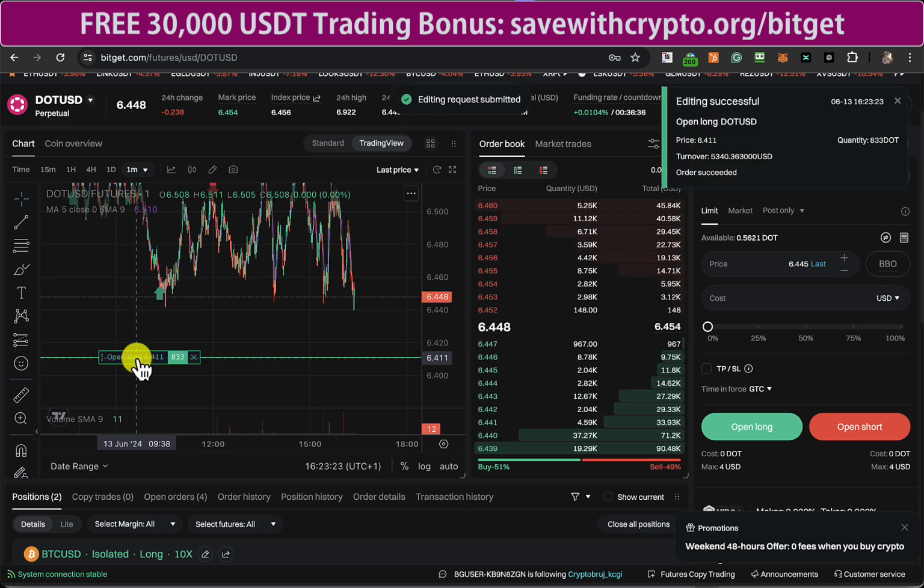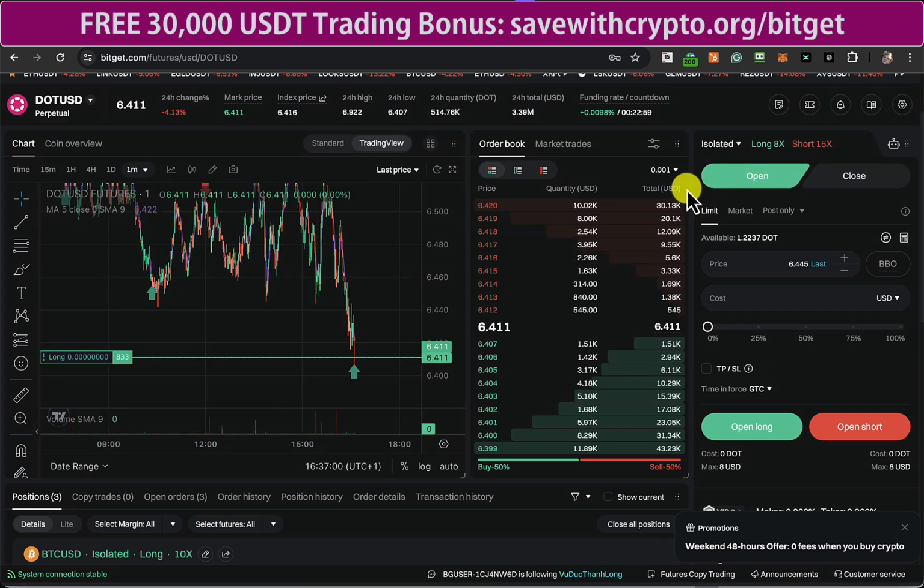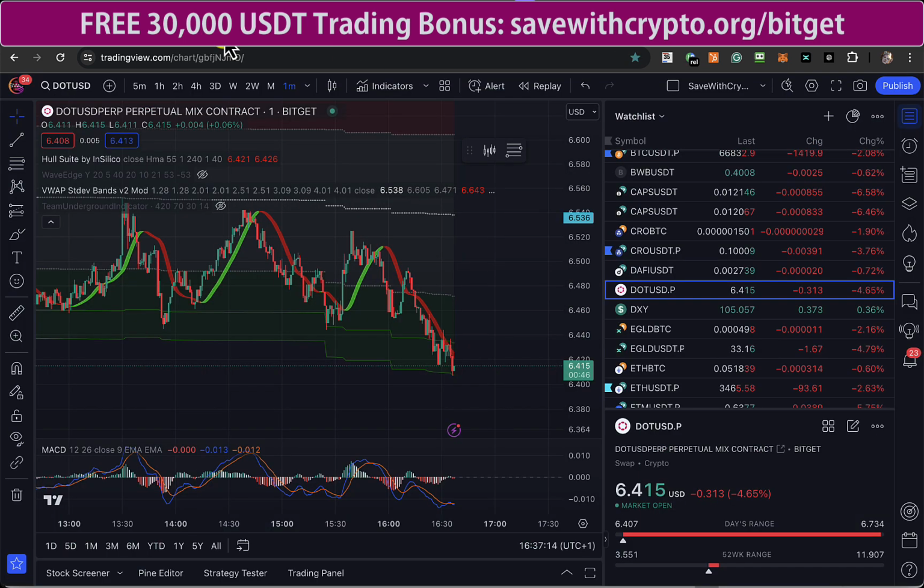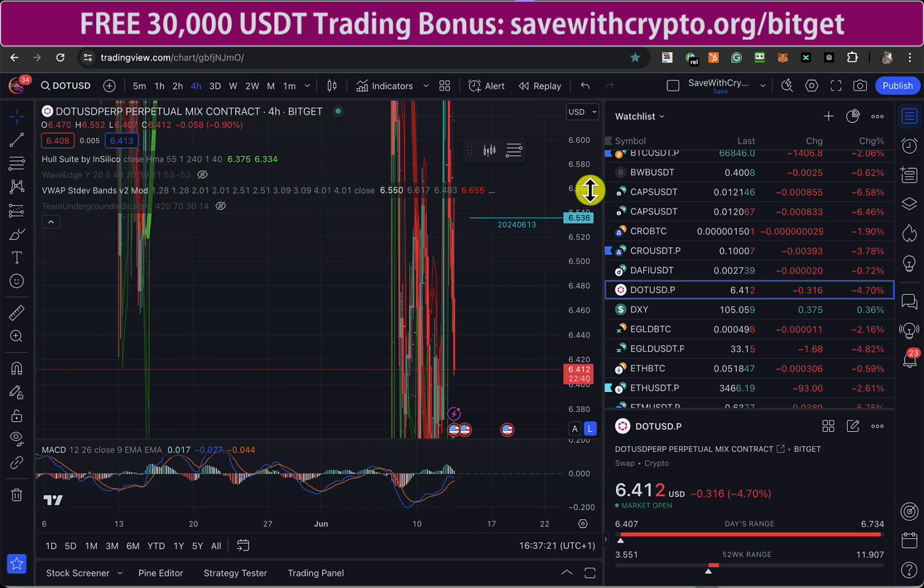6.411. Okay, so let's leave that and see if that fills. Okay, so that just filled there at 6.411. So let's see what happens. The time now is 16:37. Looking at TradingView, is that a good entry?